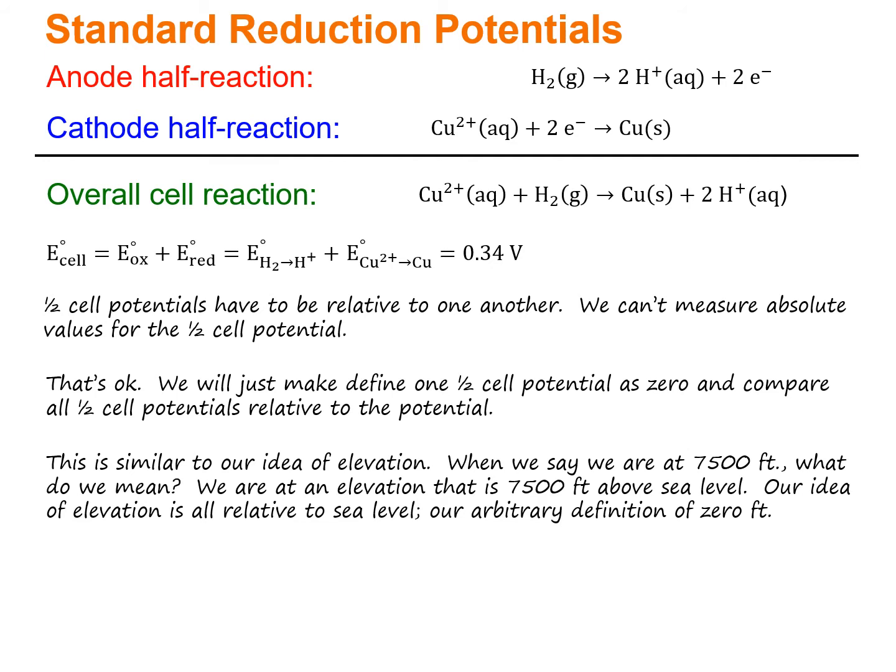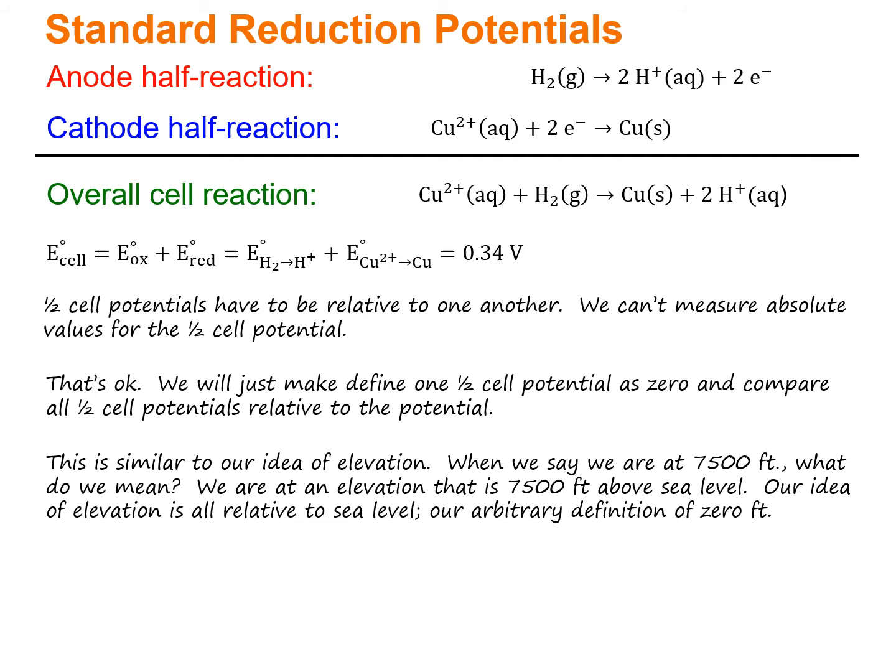When we say something's at 7,500 feet, like we're in Alamosa, we're at this height or elevation. Well, does that mean we're 7,500 feet from the sun? Does it mean we're 7,500 feet from the center of the planet? Where does 7,500 feet reference to? Well, it's sea level, right?